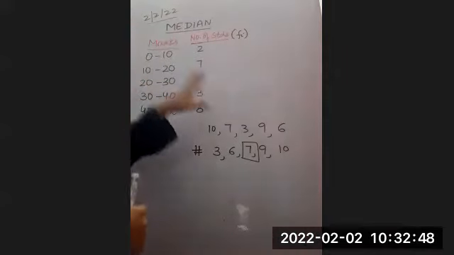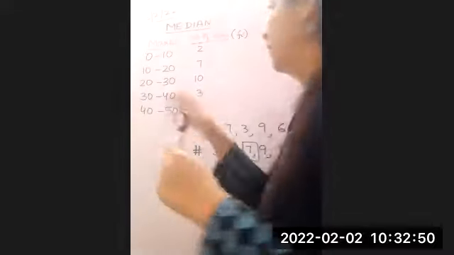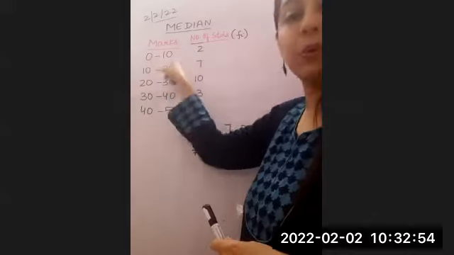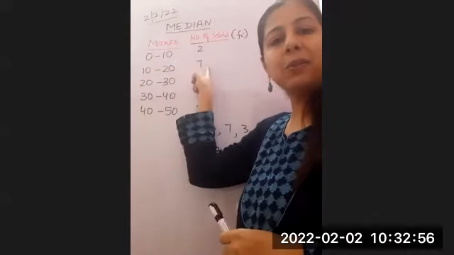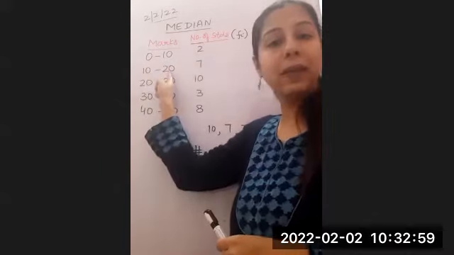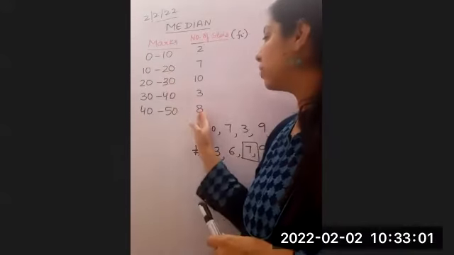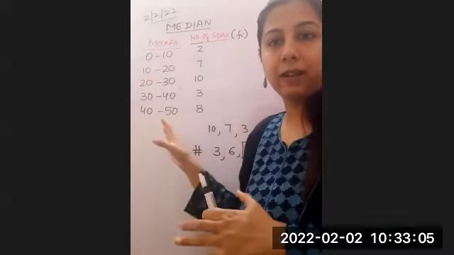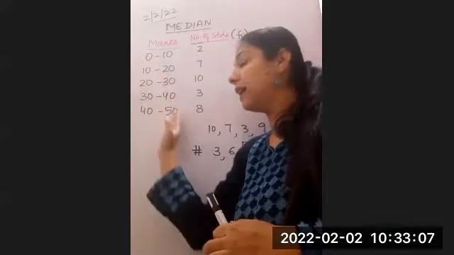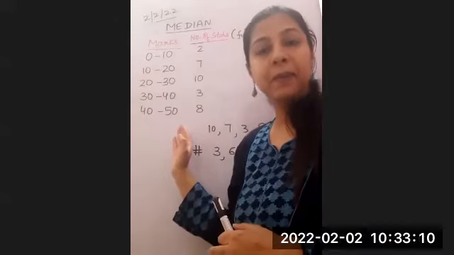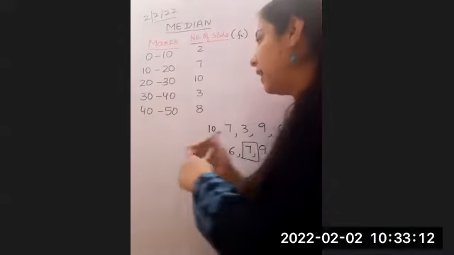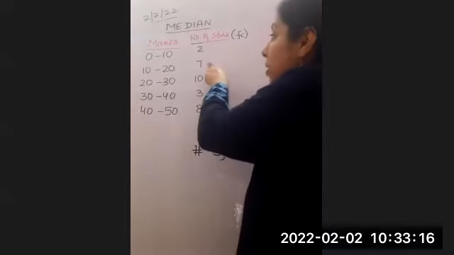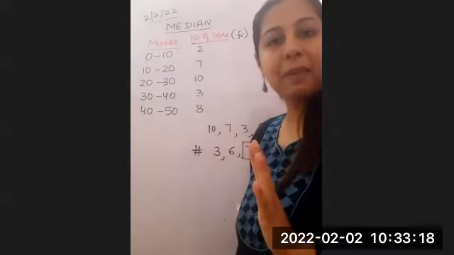Now, in case of grouped data, just observe. I'm saying 2 students are scoring marks between 0 to 10. 7 students are scoring marks between 10 to 20. Likewise, 8 students are scoring between 40 to 50. These are the marks we have taken. So are the marks already given in ascending order? Yes, ma'am. The child in this category is having more marks than the child in the previous category. Are you getting my point?